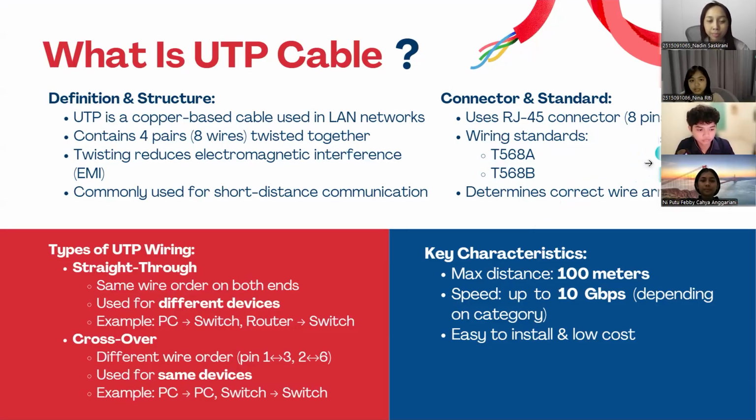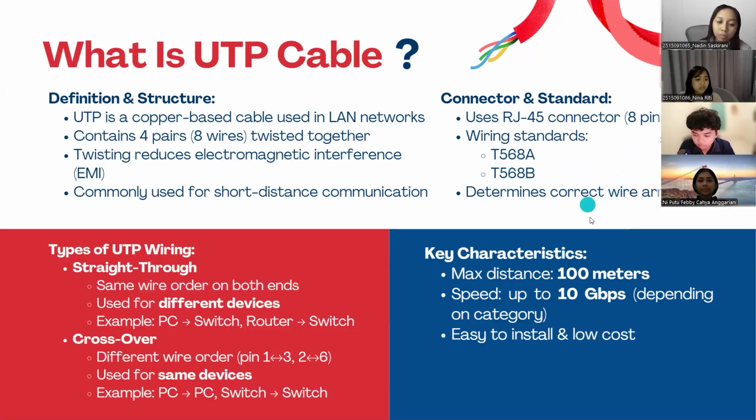The connector and standard of UTP cable: it uses an RJ45 connector, which has 8 pins, and the wiring standards are T568A and T568B. They determine the correct wire arrangement. There are two types of UTP wiring. The first one is straight through. The wire order on both ends is the same. It's used for different devices. For example, when we send data from PC to switch, and router to switch.